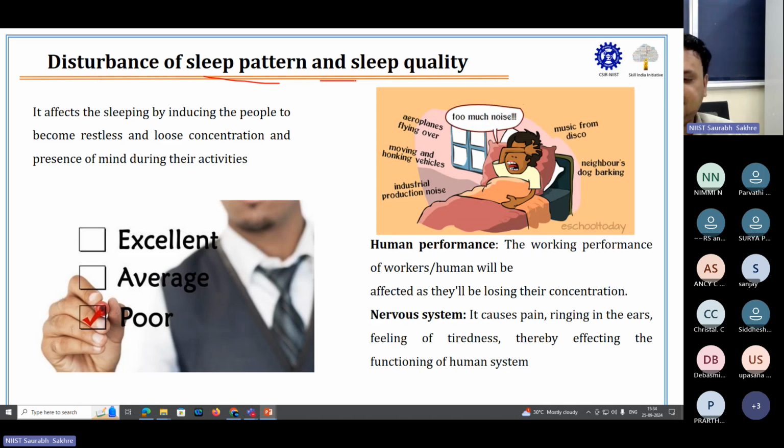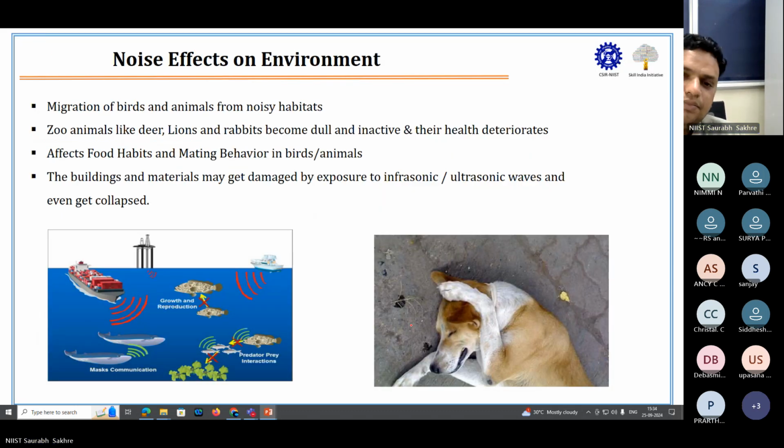Also, I have already explained to you in brief that if you are exposed to noise, there will be a serious impact on human performance as well as on your nervous system. Now, as far as animals are concerned, there are serious effects on animals also. If there is too much noise, then birds will migrate to a different place.